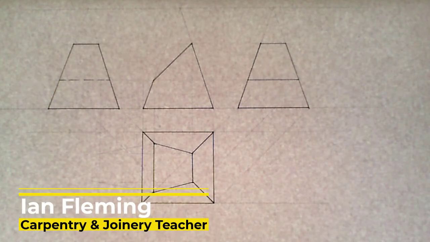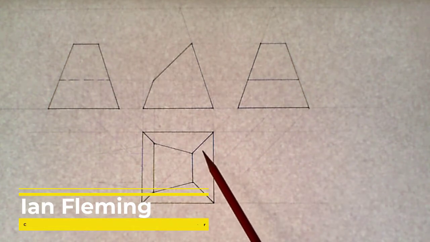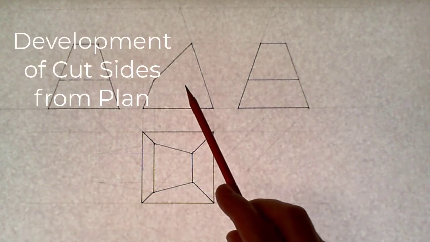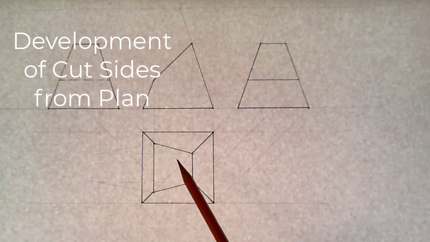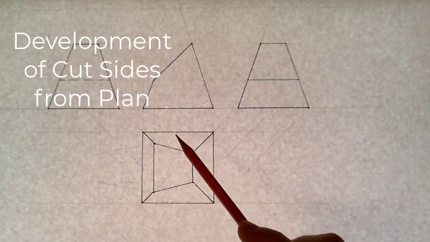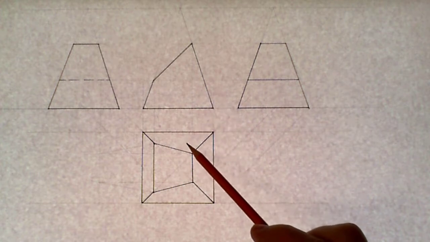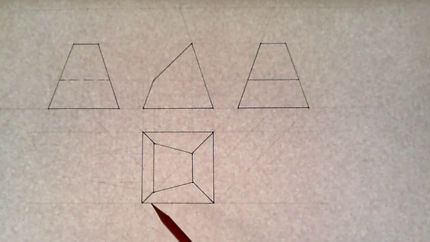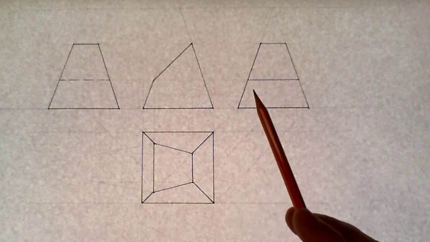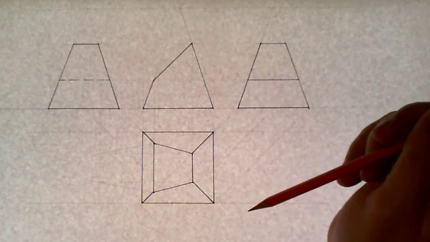Okay, so for this video, what I'm going to show you is how to develop the sides of a cut square-based pyramid, using the plan and basically unfolding the sides of the plan. So obviously the previous video, I showed you how to develop it by using the top point of the pyramid as a swivel.